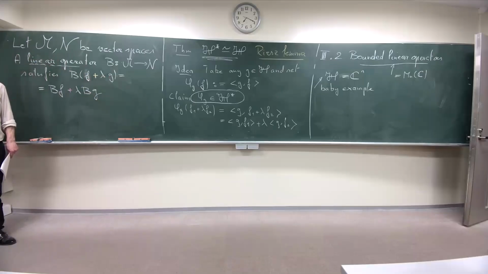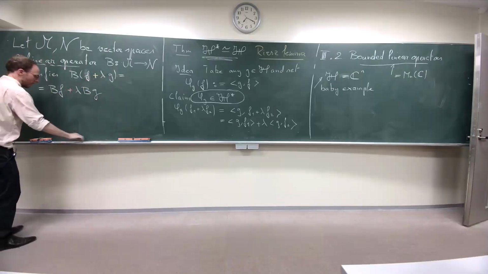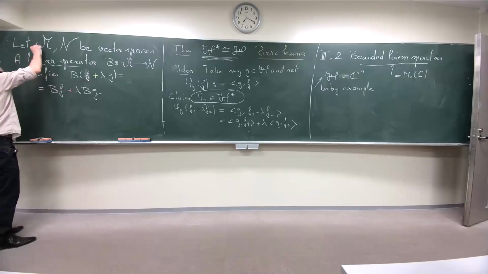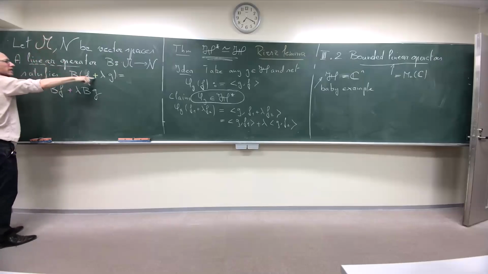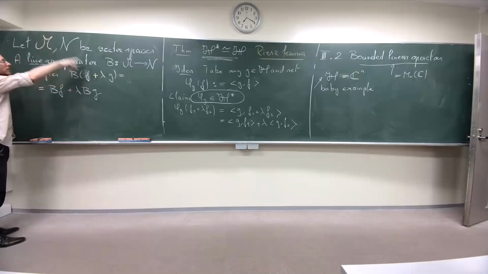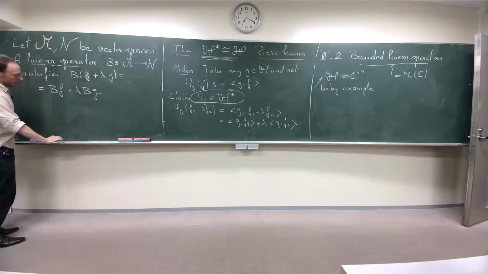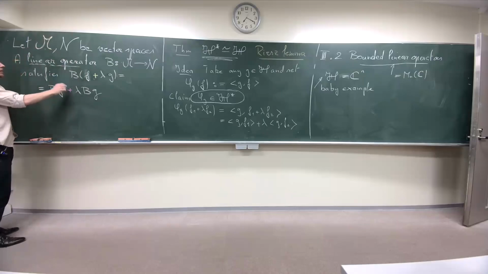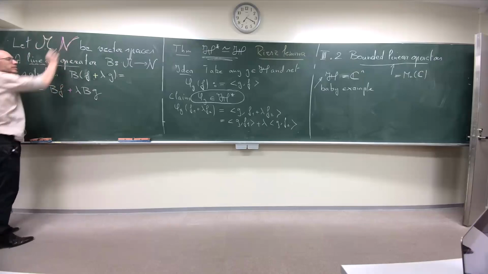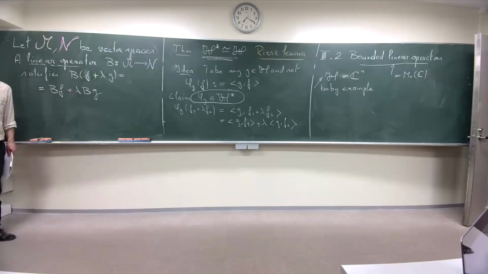It's definitely different. The Bf plus lambda Bg: this plus is the addition in this space. Now, this plus is in this space. So they can be different.